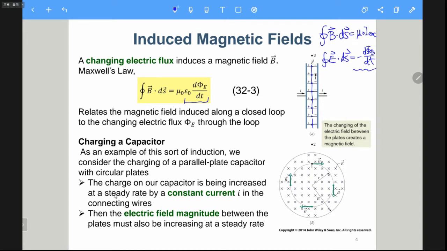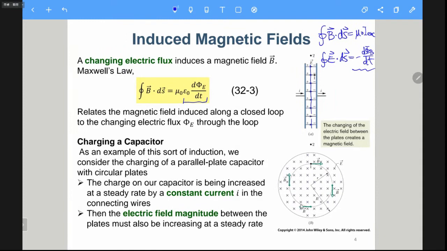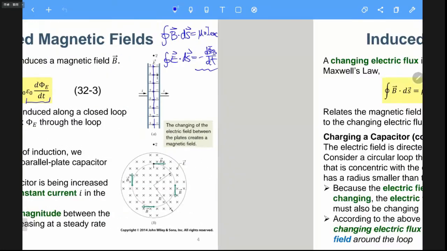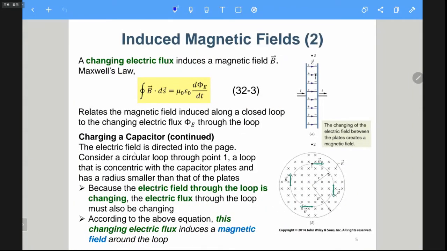So in this case, crossing this loop, the electric flux is increasing. So according to this equation, there will be a magnetic field. A magnetic field generated something like this. Okay, so here, the electric field is directed into the page, shown with this cross.